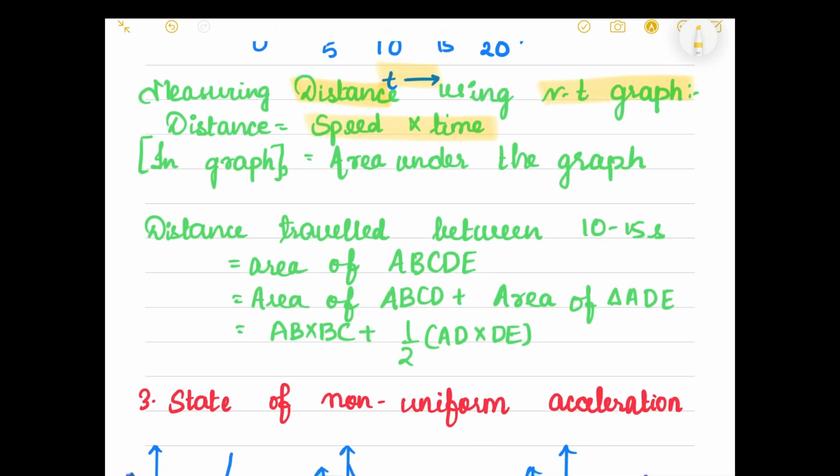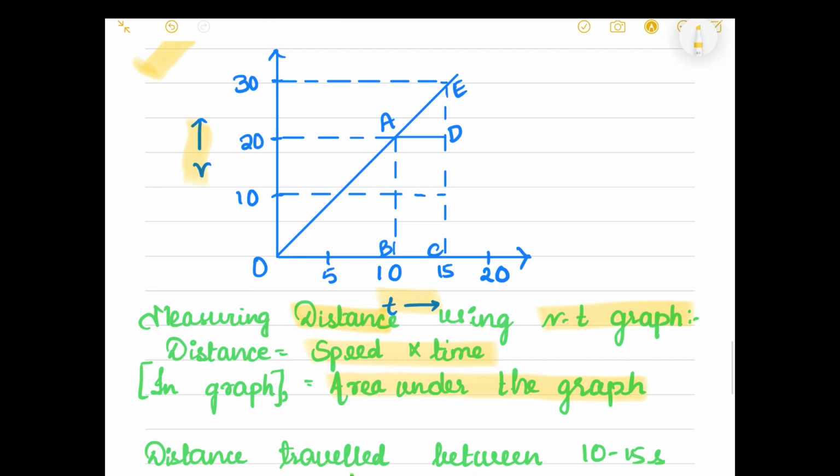So, from this graph, the area under the graph can be found out. And the area under the graph itself represents the distance travelled by the body. Suppose we consider the interval between 10 to 15 seconds and we consider this part of the graph. As we can see, it has a triangle and it has a rectangle. The triangle is ADE and the rectangle is ABCD. And we also know the area of a rectangle can be found out by multiplying its length into breadth, and the area of a triangle can be found out by using the formula half into base into height.